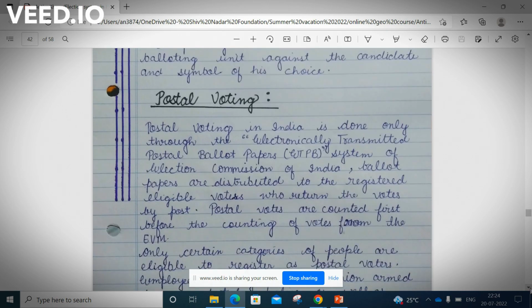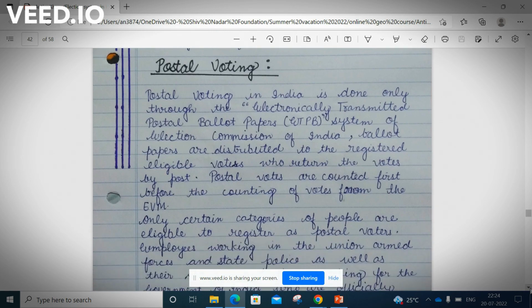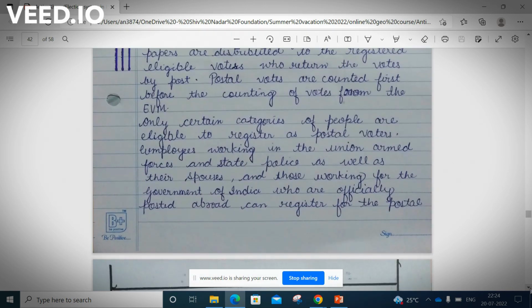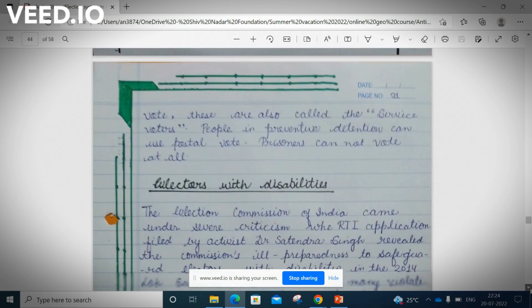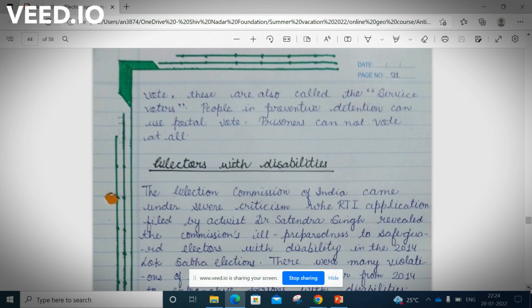Now comes the postal voting. What is postal voting in India? It is done through an electronically transmitted postal ballot paper system and it is also overseen by the Election Commission of India. Only certain categories of people are eligible to register as postal voters. Employees working in the Union Armed Forces and state police, as well as their spouses, and those working for the Government of India who are officially posted abroad, can register for postal voting. One thing we need to remember is that prisoners cannot vote.